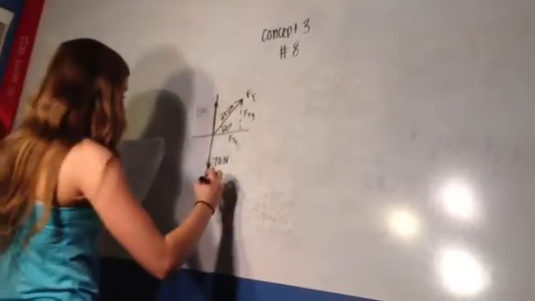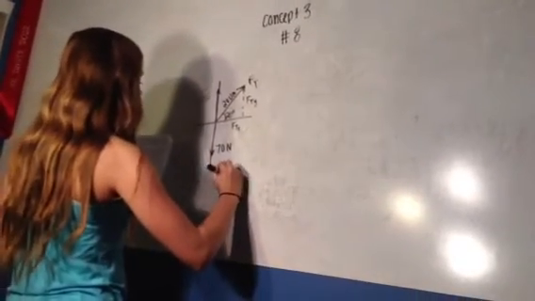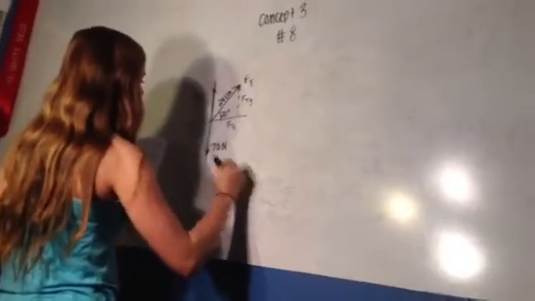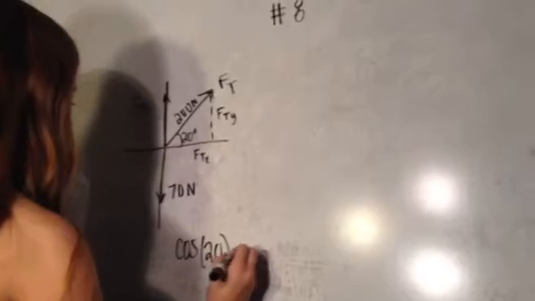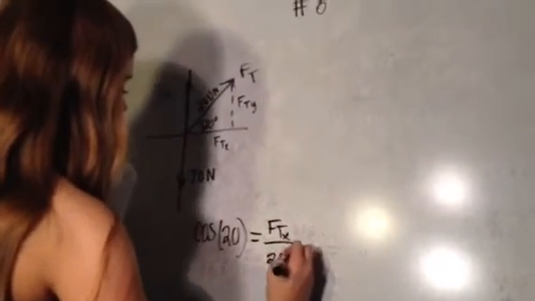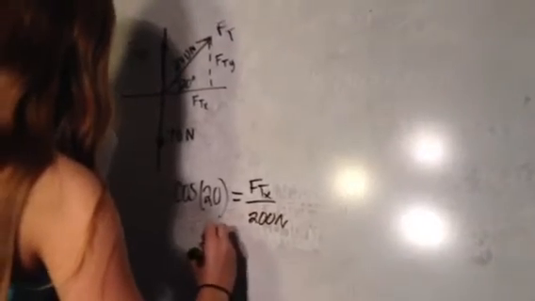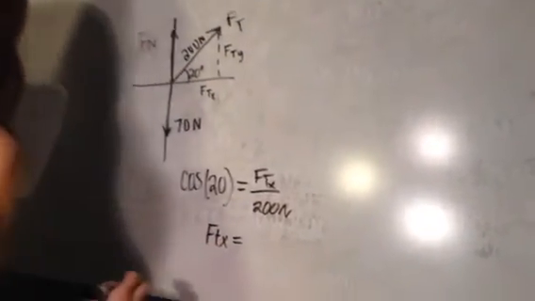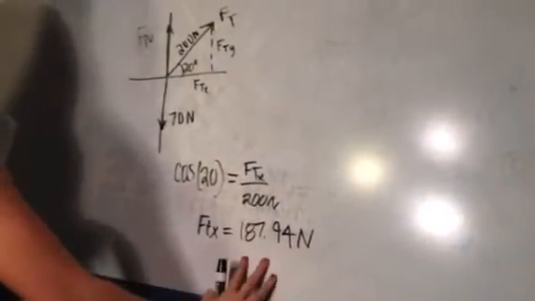So we're going to do that by using trig. We're going to do the cosine of 20 degrees equals adjacent, which is your force tension in the x, over the hypotenuse, which is a force of 200 newtons. So force tension in the x over 200 newtons. So that gives us force tension in the x is 187.94 newtons. And since there's nothing to oppose it, that by itself is our net force.